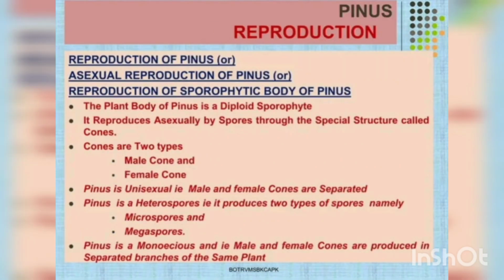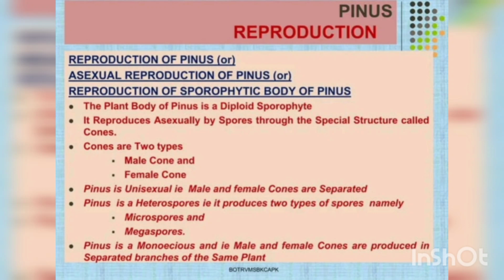old stem. Now coming to the reproduction, the reproduction in Pinus is of sexual type. Okay, here it is written wrongly. It is written asexual reproduction, but the reproduction is by sexual type. We know the plant body is sporophytic, and the Pinus reproduces sexually by the production of specialized structures called cones.